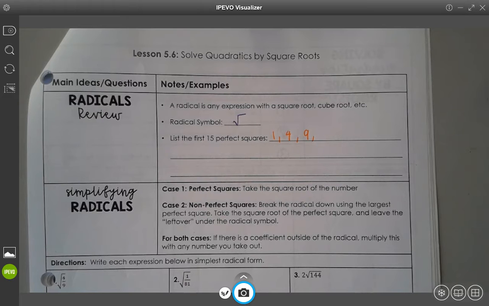I'm going to be giving you all new calculator numbers. All right, so get up through the first 15 perfect squares.